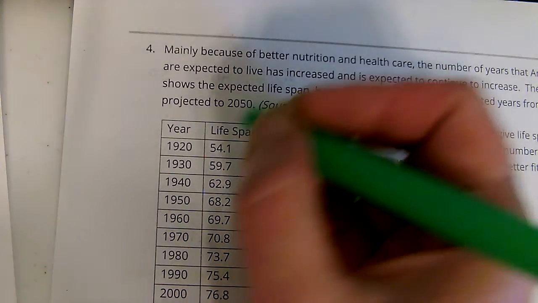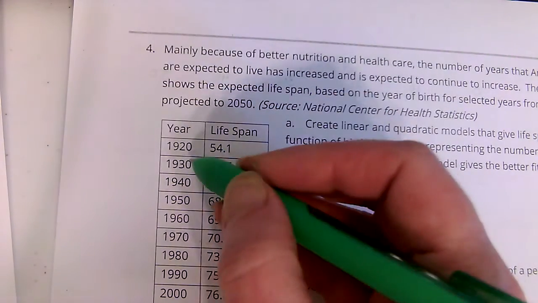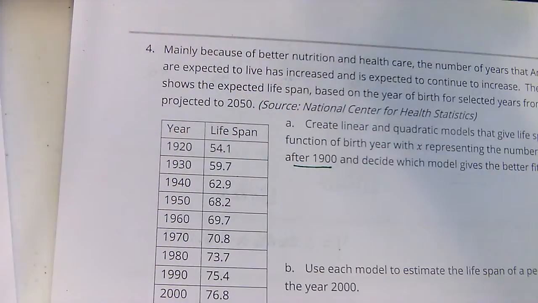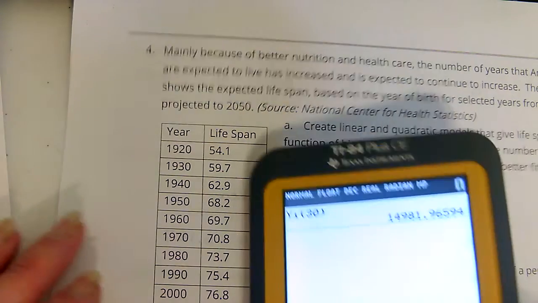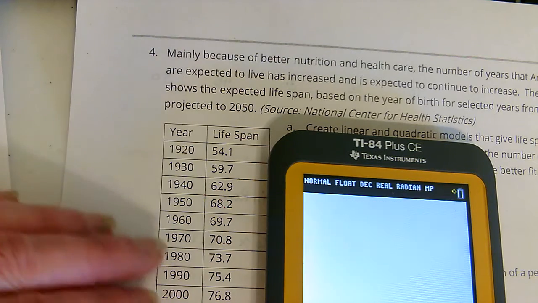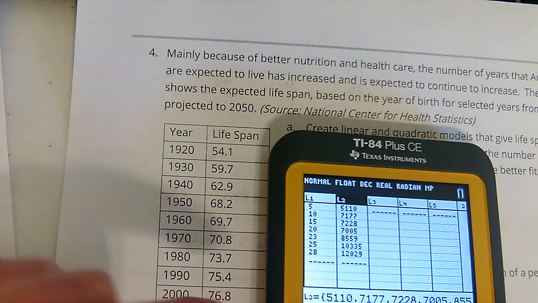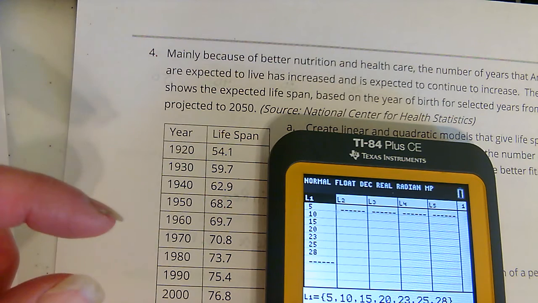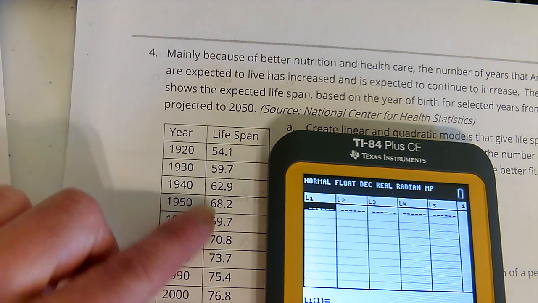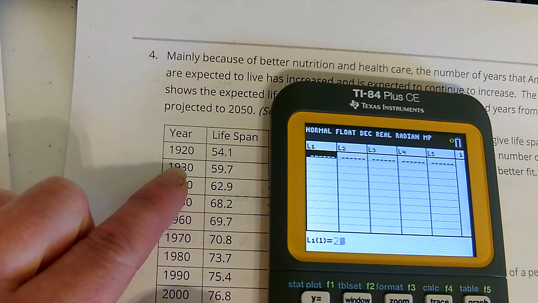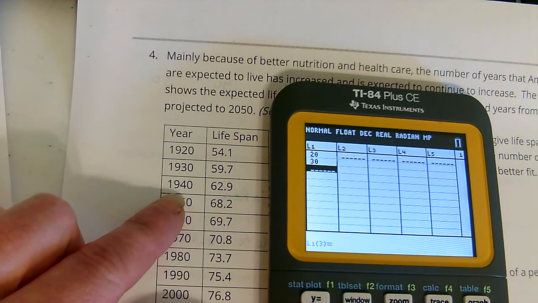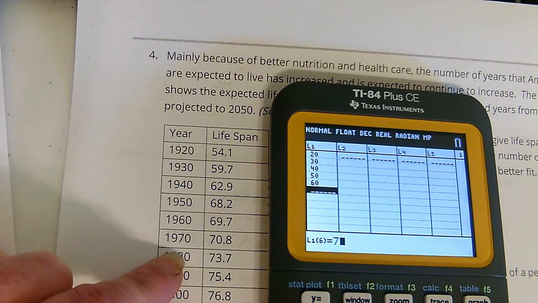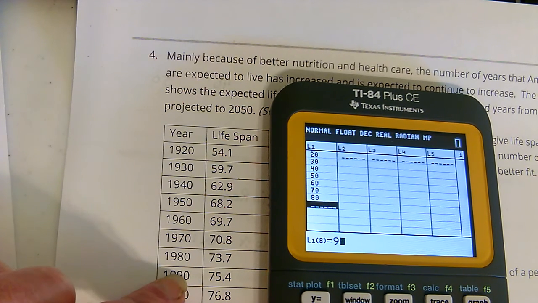First we need to put the data in. Since it's after 1900, this is going to be a little bit easier: 20, 30, 40, 50, 60, 70, 80, and so forth. We go into Stat, Edit, up arrow, press Clear, and it clears that whole list. Remember, you don't want to delete the list, just clear it. And so 20, 30, 40, 50, 60. Y'all are probably faster typers than me.